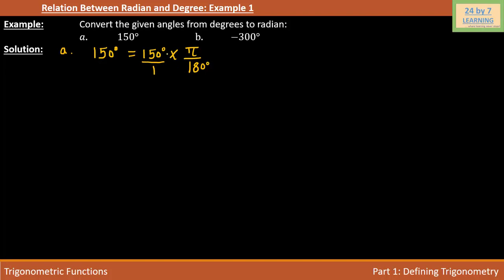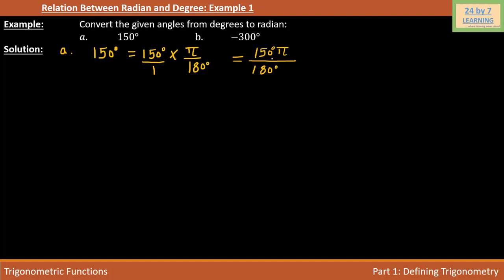Now, if you look closely, we can multiply the numerator with the numerator and the denominator with the denominator. So I'm going to multiply the numerators together first. 150 degrees times pi is 150 pi. And in the denominator, I have 1 times 180 degrees, so I will write 180 degrees, and here is also the degree.